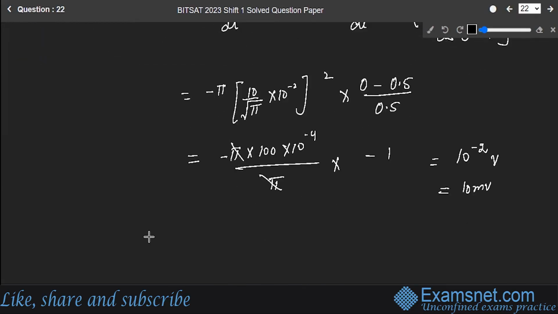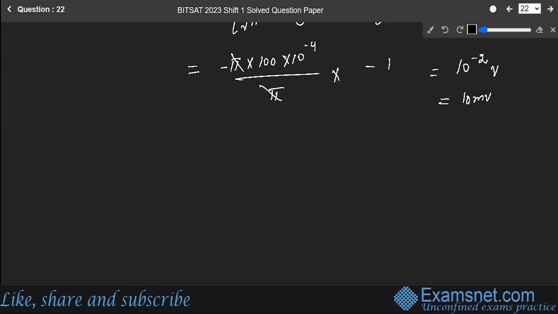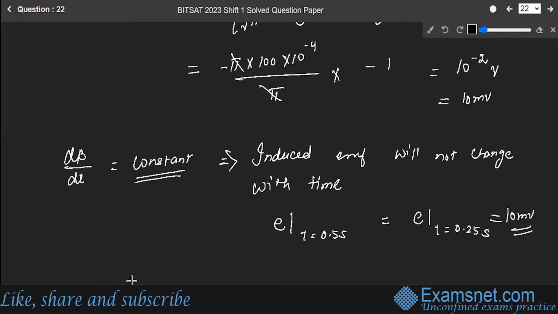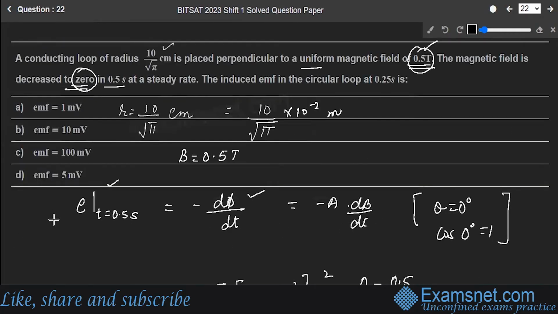That does not mean dB upon dt is equal to 0 just because the magnetic field is uniform. dB upon dt is equal to a constant, not 0. It is constant, so the induced EMF will not change with time. Therefore, the induced EMF at the time 0.5 seconds is equal to the induced EMF at the time 0.25 seconds also, and that was equal to 10 mV. So this is the right answer, 10 mV.